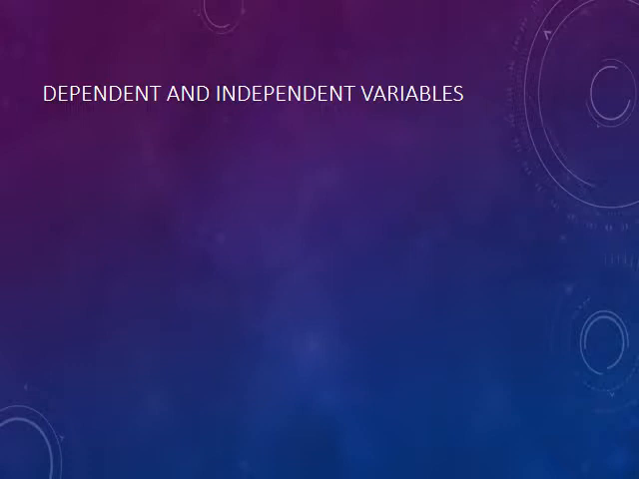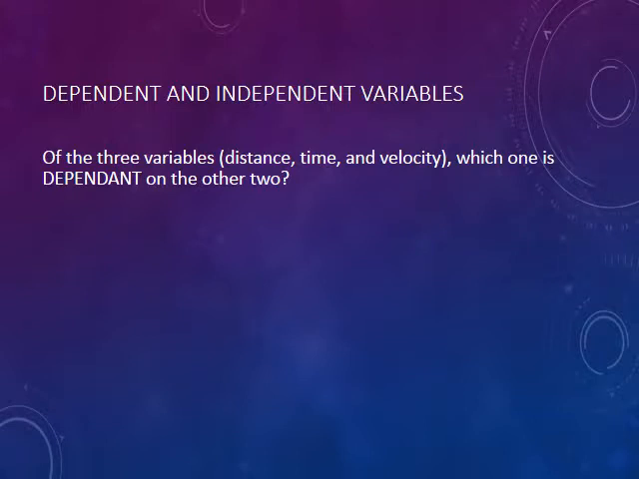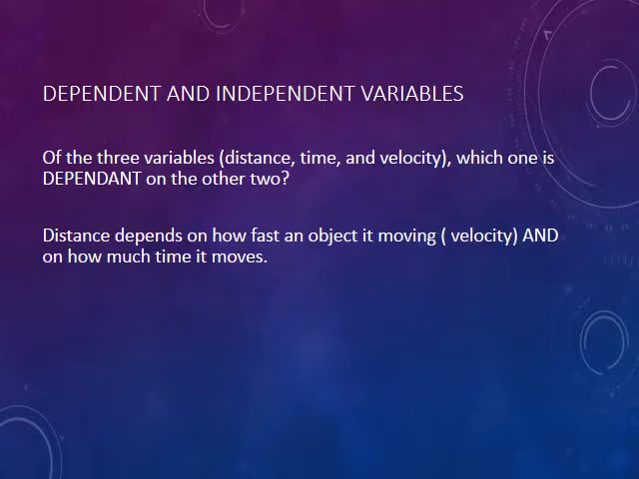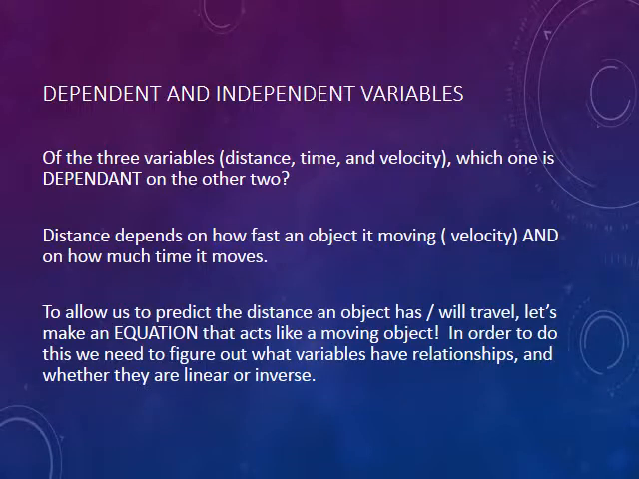So to build our first relationship, we're going to look at our dependent and independent variables. Of our three variables, distance, time, and velocity, which one is dependent on the other two? Do you know? Well, it's distance. Distance depends on how fast an object is moving, velocity, and how much time it moves at that velocity. To allow us to predict the distance an object has or will travel, we'll make an equation right now that will act like a moving object.